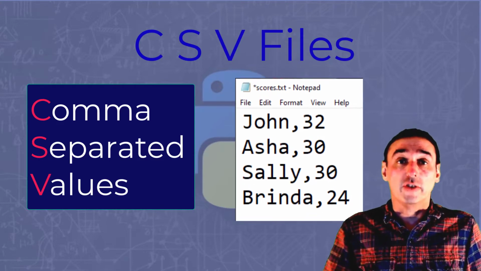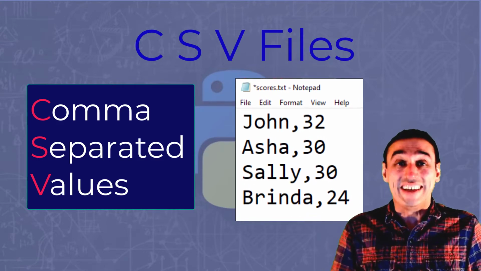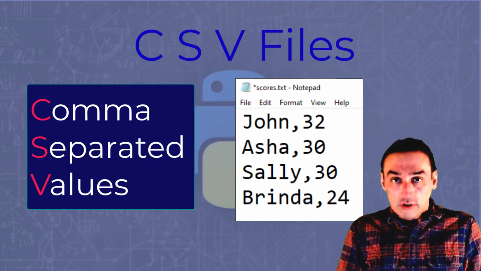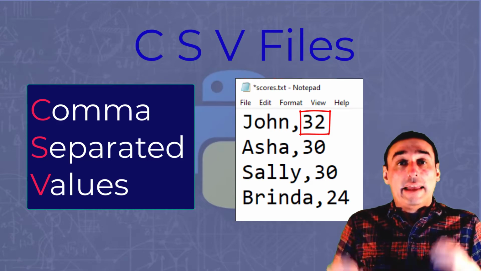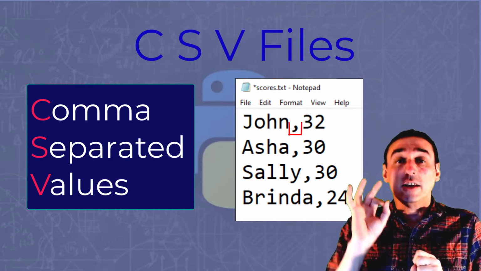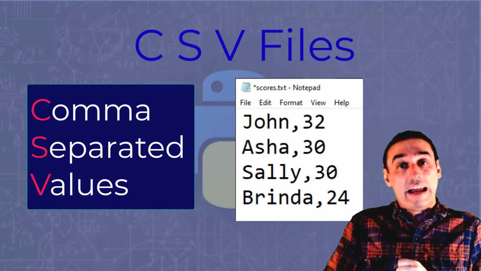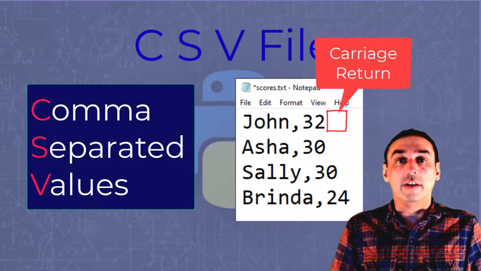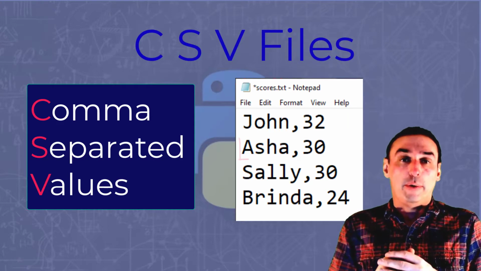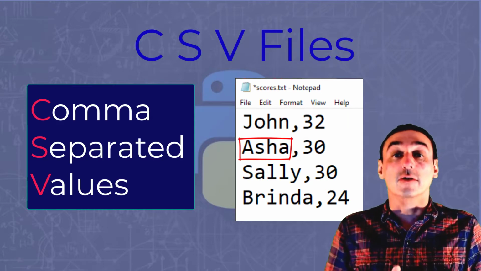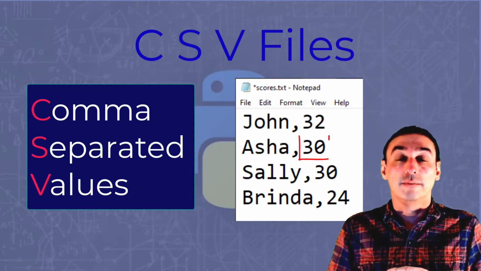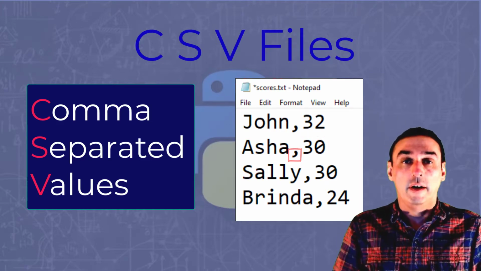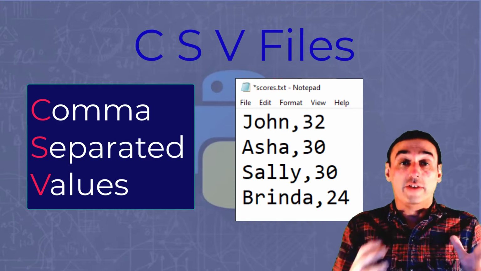values using a comma. So if I take the scores.txt file, for example, which stores the name John and their score, which is 32, and separates the two values using a comma. Again, we have the carriage return at the end of the first line, which tells us to go to the next line, and we store the next person's name with an associated score. And again, this is separated using the comma. And this we can carry on for the rest of the file.